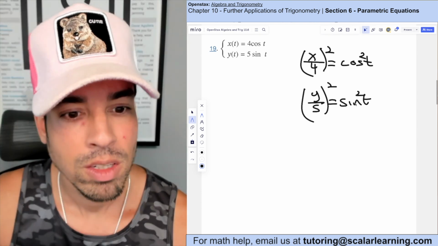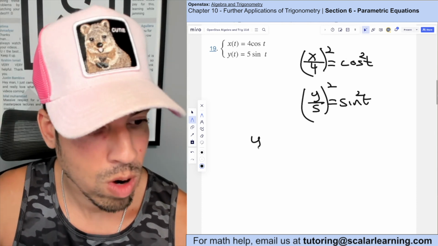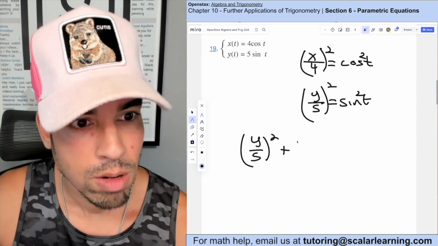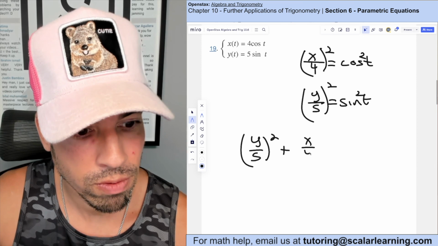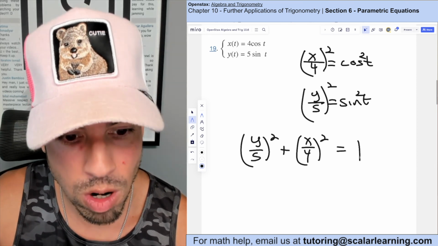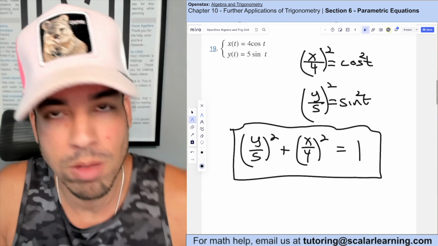And then, since I know that sine squared plus cosine squared equals 1, this y over 5 squared, which represents sine squared, plus x over 4 squared, which represents cosine squared, equals 1. And that's how you can get it into this nice xy equation. Boom, done.